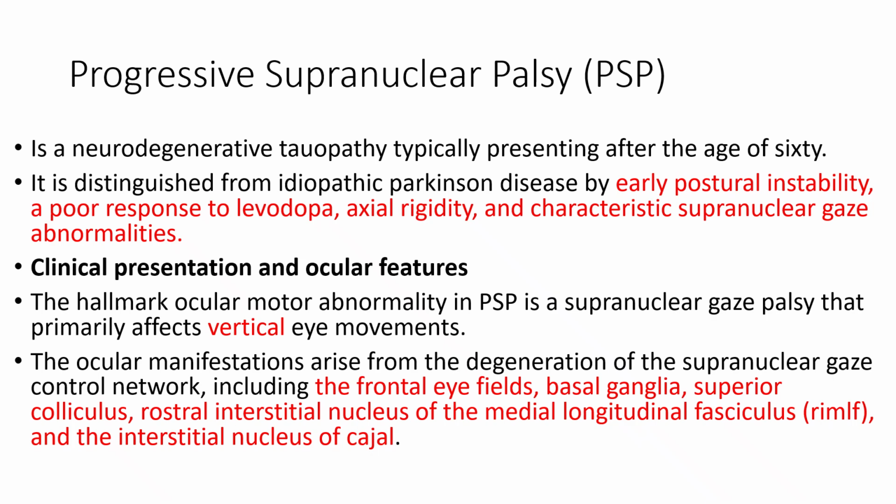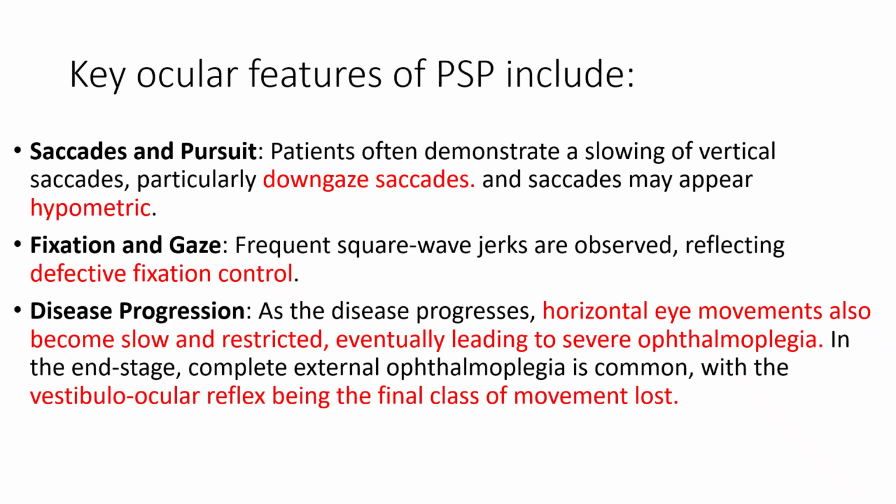Key ocular features of PSP include saccade and pursuit changes. Patients often demonstrate slowing of vertical saccades, particularly down-gaze saccades. The saccades may appear hypometric. Fixation and gaze: frequent square wave jerks are observed, reflecting the defective fixation control.